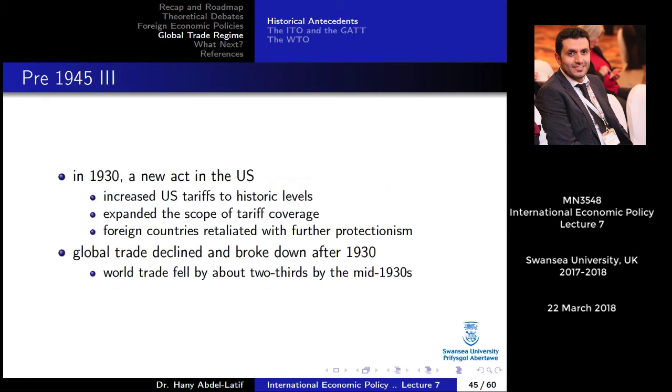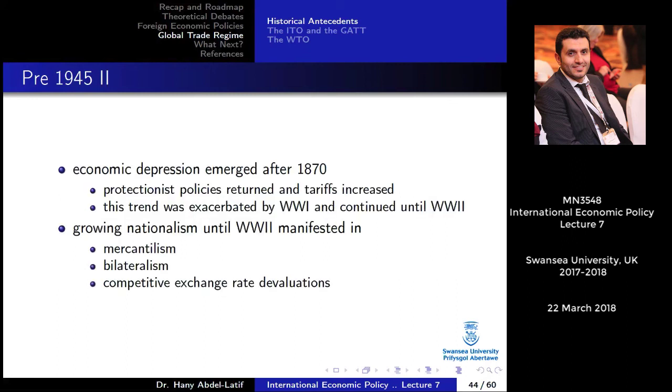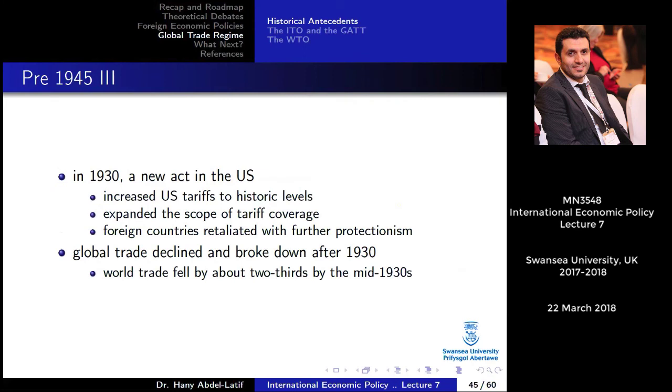But as I said, for all this historical background, what happened before 1945, we'd expect that Britain was the superpower at that point in the 19th century, and actually there was a campaign for free trade led by Britain, and that's how free trade was promoted at that point. There were some issues after that, and the US in 1930 had a very important role in promoting free trade as well. But again, this was different, because it happened between the First World War and the Second World War, even before the First World War.